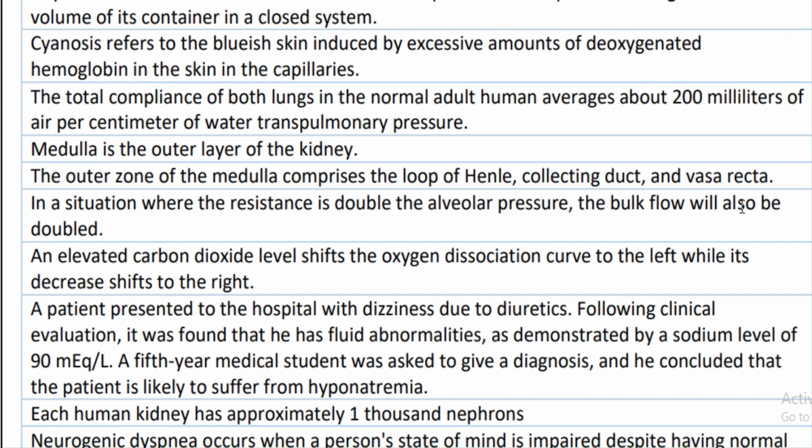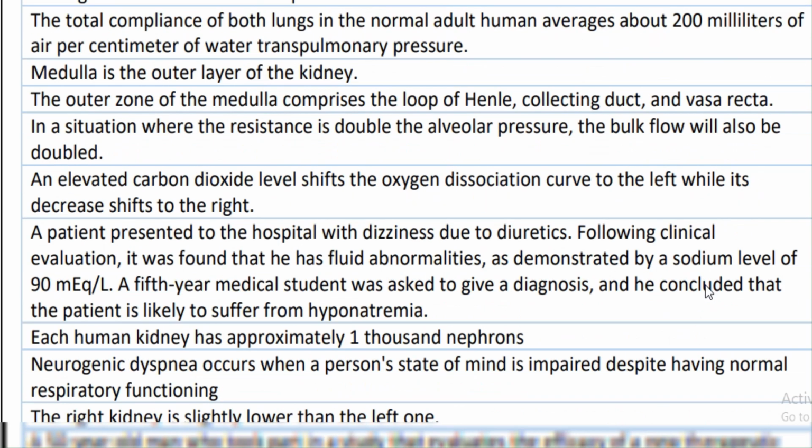It's the other way around. A patient presented to hospital with dizziness due to the diuretics. Following clinical evaluation, it was found that he has fluid abnormalities as demonstrated by a sodium level of 90. A fifth-year medical student was asked to give a diagnosis, and he concluded that the patient is likely to suffer from hyponatremia. This is true.